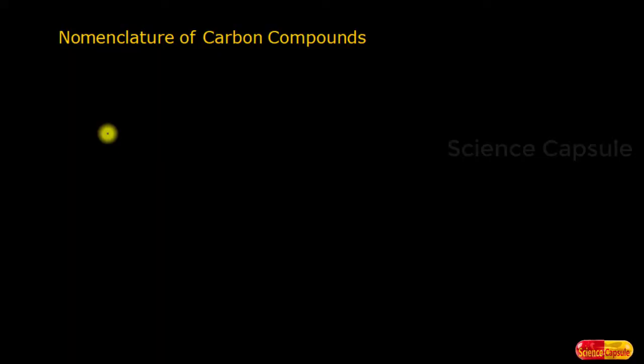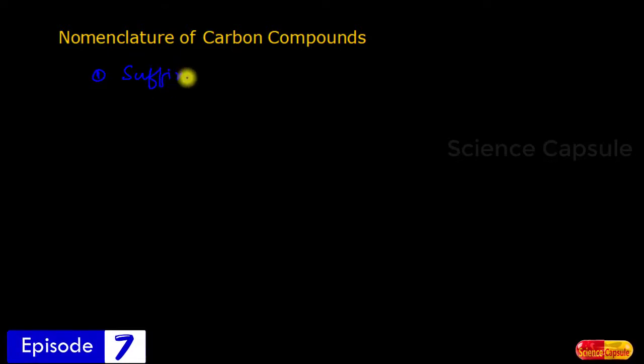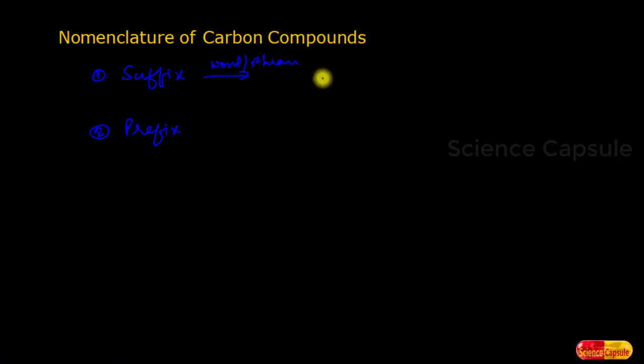So dear students, as far as nomenclature of carbon compounds is concerned, we have to look at 2 important concepts. One is called a suffix and another one is prefix. Students, suffix is a word or a phrase which is used at the end of the carbon compound. So we can say that it is used at the end. How it is used, that we will see in the next section. And prefix is a word or a phrase which is used at the beginning.